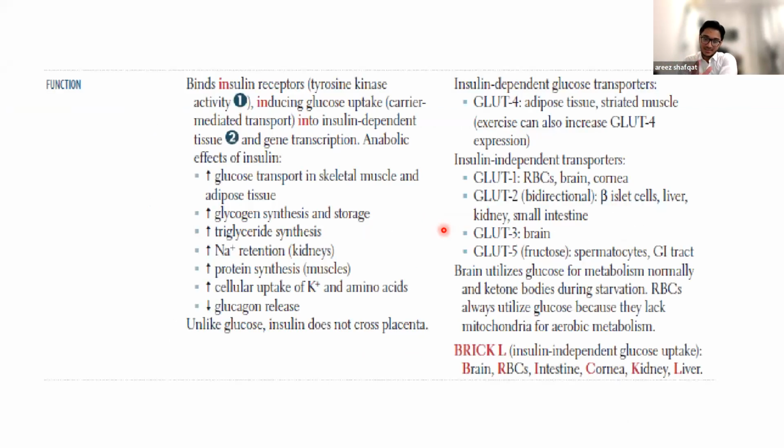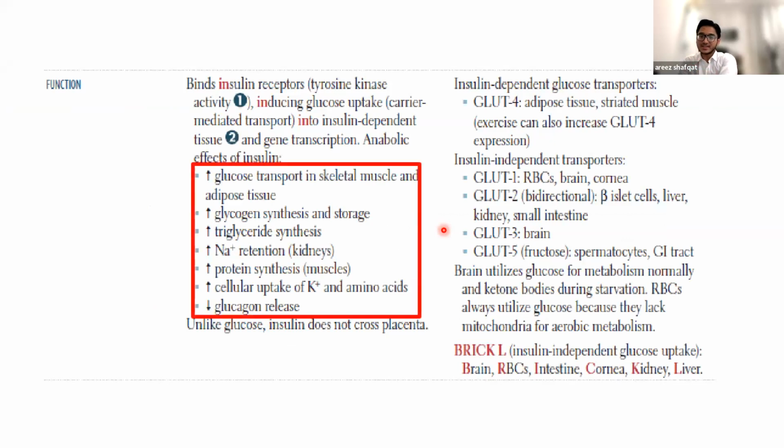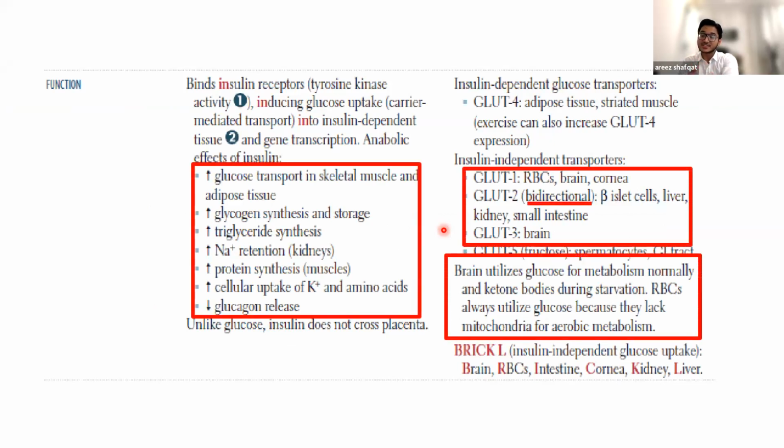Now, this is a section from First Aid, just to summarize for you the effects of insulin. Insulin is activating glucose transport in skeletal muscle and adipose tissue by GLUT4. Insulin is stimulating glycogen synthesis and storage by activating glycogen synthase by dephosphorylation. Insulin stimulates triglyceride synthesis by activating fatty acid synthase and acetyl-CoA carboxylase. Insulin is also stimulating sodium retention in the kidneys. This is not important for you to know. Insulin stimulating uptake of potassium is not important for you to know.